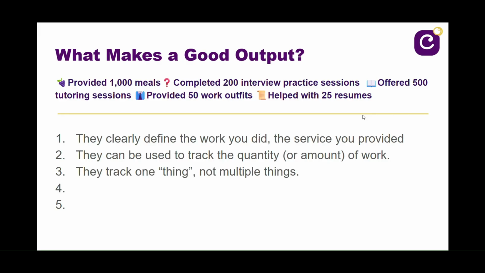Next, outputs should really track one thing, not multiple things that you did. Look at the top of this slide and you'll notice helped with 25 resumes does not say helped with 25 resumes and job applications. That's 2 things. A resume is a thing and a job application is a thing. Sure, they normally go together, but they're still 2 distinct things, 2 distinct different activities.